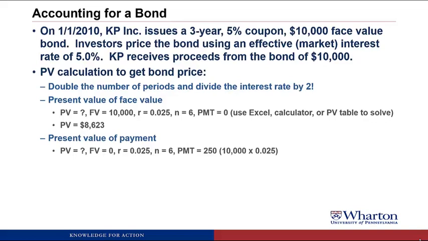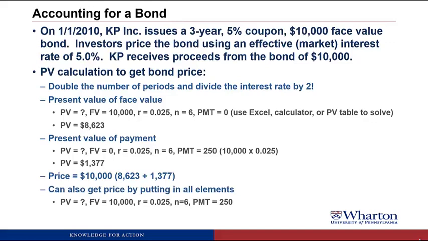If you use Excel, calculator, or PV table to solve, you end up with $1377. So we add those two up, 86.23 plus 1377, to get the price of 10,000. Or if you're using Excel, you can just put in all of the elements: face value 10,000, payment 250, 6 periods, 2.5% to calculate the present value, and you will also get 10,000. So let me pop out to Excel and show you all these calculations.